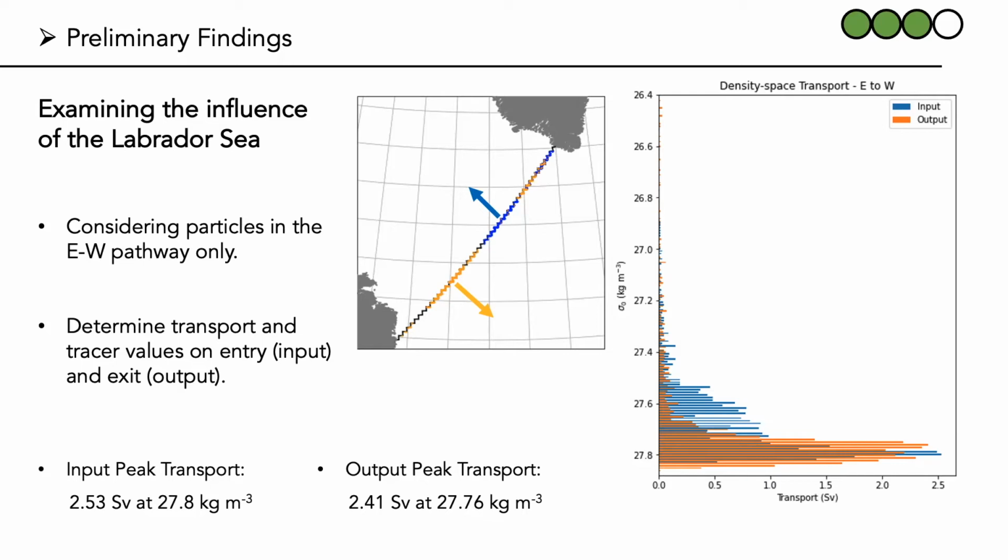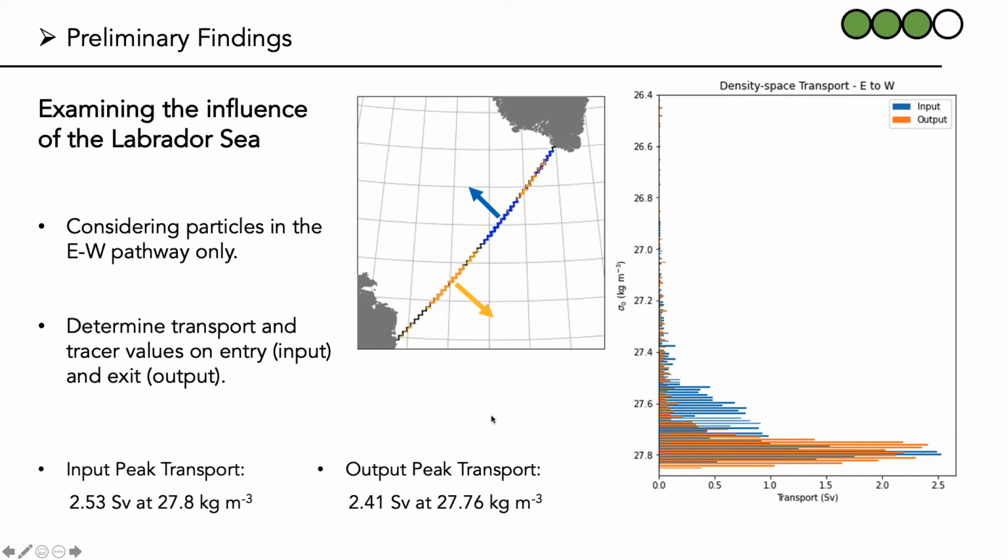So we're really interested in how the tracer of potential density changes as a net result of passing through the Labrador Sea. On the right hand side, I'm showing the input density space transport for the pathway, and then overlaid as well is the output. The two things I wanted to point out are that we do see an increase in density, particularly for the lighter classes. But not only that, we also see that the peak transport of input actually decreases in density space ever so slightly as well.